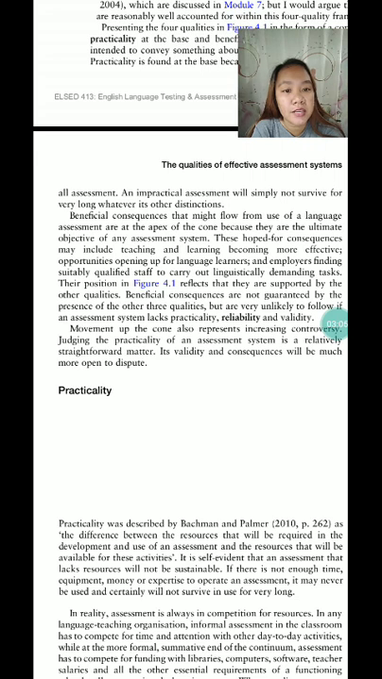Beneficial consequences are not guaranteed by the presence of the other three qualities, but are very unlikely to follow if an assessment system lacks practicality, reliability, and validity. Movements up the cone also represent increasing controversy. Judging the practicality of an assessment system is a relatively straightforward matter. Its validity and consequences will be much more open to dispute.